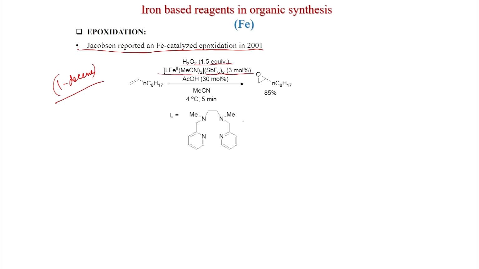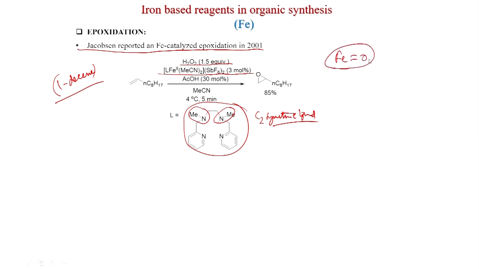So, this is the ligand. If you see, this is a C2 symmetric ligand, and here there are tertiary amine and also pyridine motifs. This binds with iron, of course, and iron reacts with H2O2 to generate the iron oxo species, and that is why the epoxidation is happening.